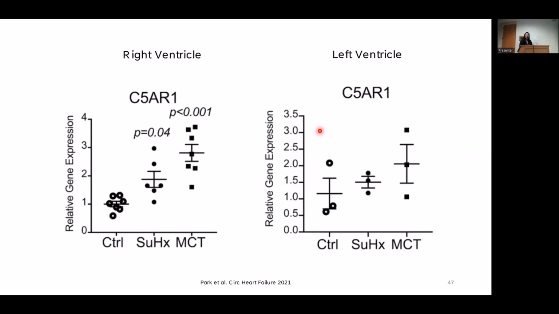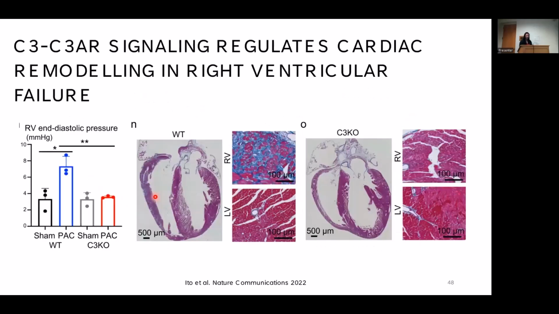And then they validated that just with traditional RT-PCR by looking at one complement gene, which is C5AR, the receptor for C5. And again, the relative expression in the right ventricle of Sugen hypoxia or monocrotaline animals was significantly increased compared to controls in the right ventricle. And then this increase is not seen, or it's not significant, in the left ventricle.